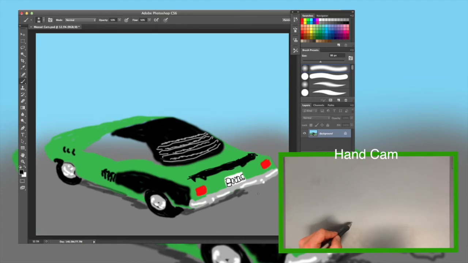That's pretty sweet. All right, and I think all we really need are the twin exhaust pipes here. Yeah. And then probably some exhaust coming out.